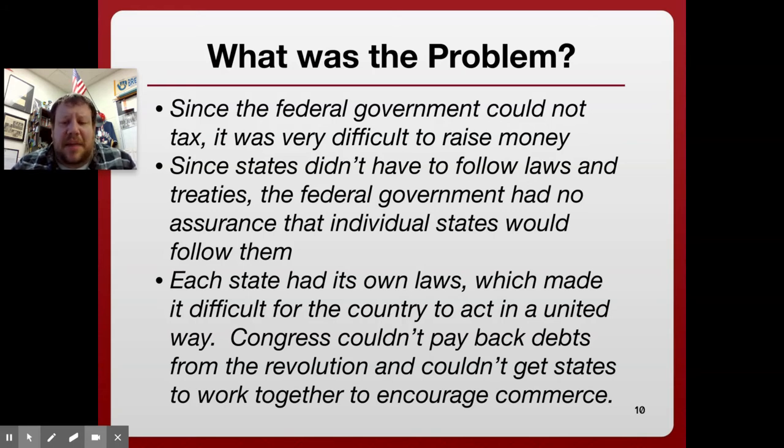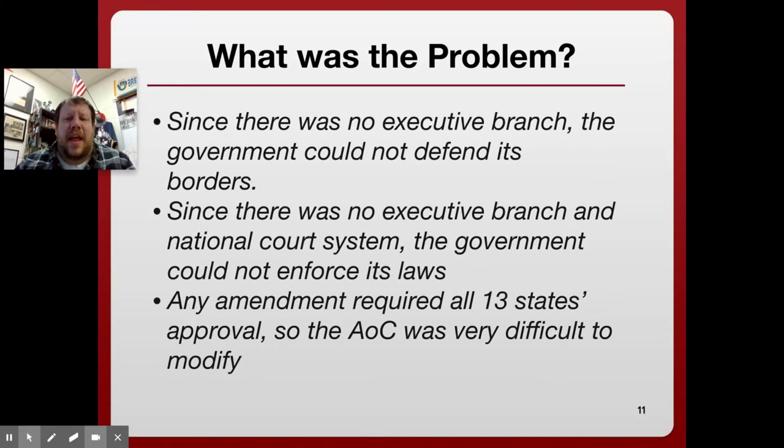And really, the country was in debt because of the war. Because of the war, Congress couldn't pay back their debts from the revolution. They couldn't get states to work together to make sure they could make money. And there's a lot of problems that way. And so with no executive branch, you really couldn't defend the borders. The federal government could request states to provide troops, but the states didn't have to actually give any troops. And they couldn't enforce the laws. They couldn't enforce paying taxes. They couldn't enforce anything right now. And so because of that, they really couldn't do anything.